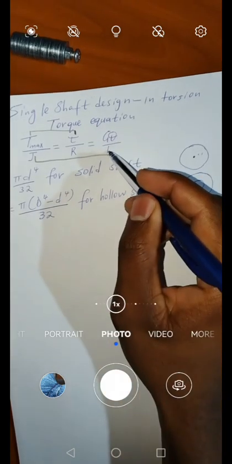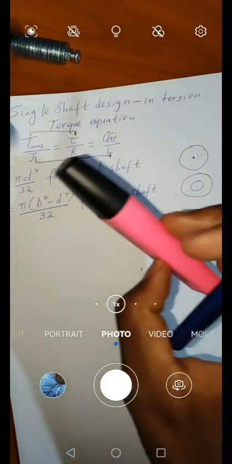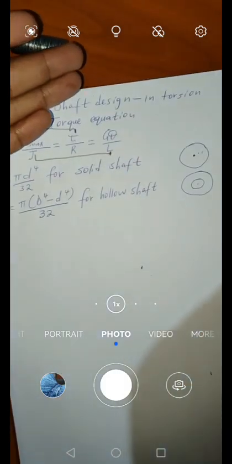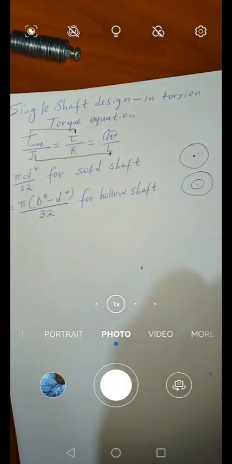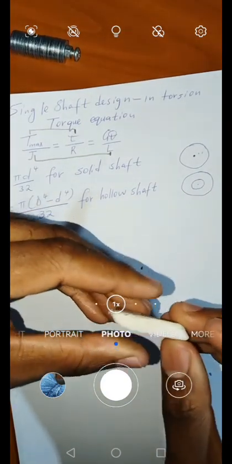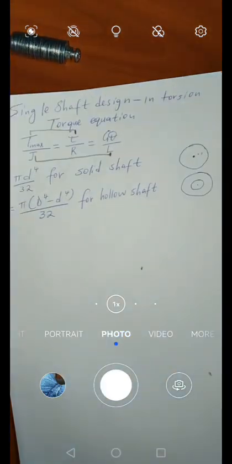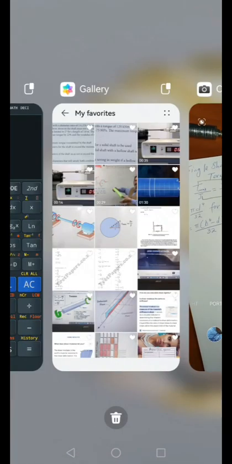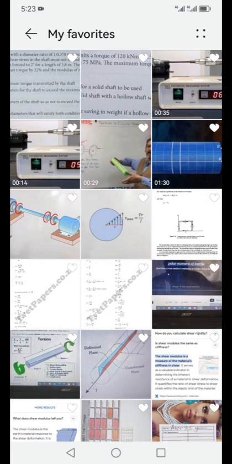So this one is the length of your shaft in consideration from here to there, and then theta is the angle of twist. So let us just check the video so that we can have a better understanding of this thing called the angle of twist. The element is initially rectangular, but when the torque is applied, it gets distorted.